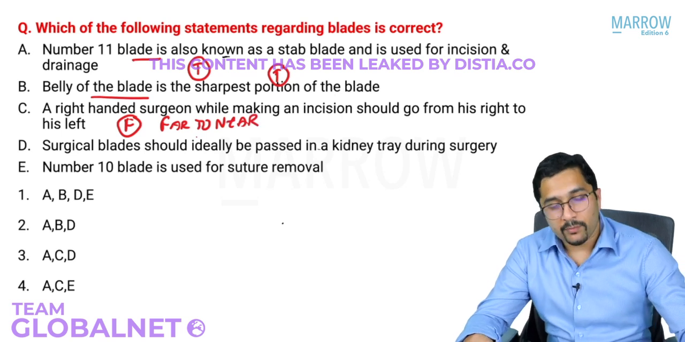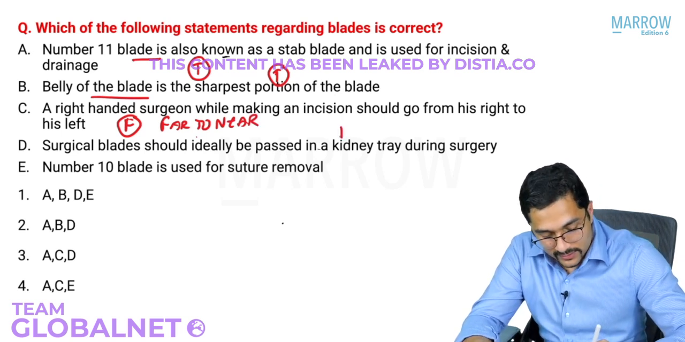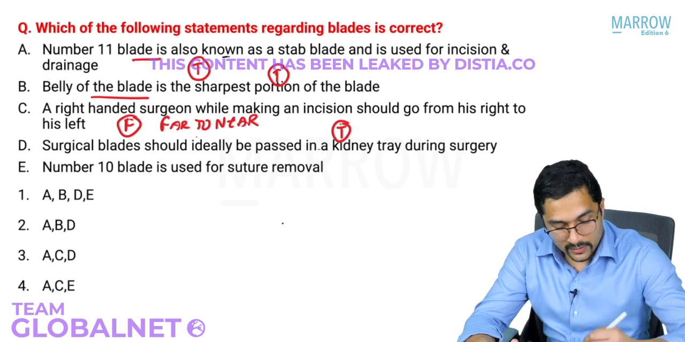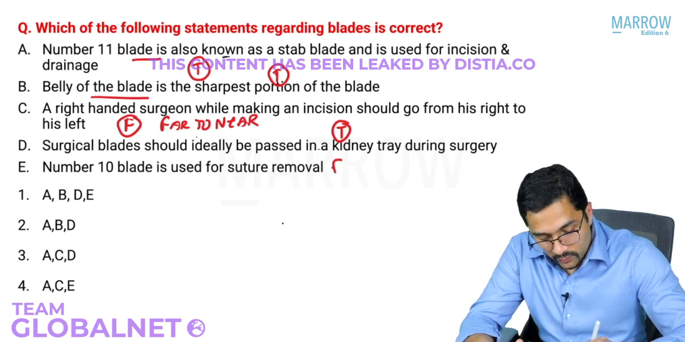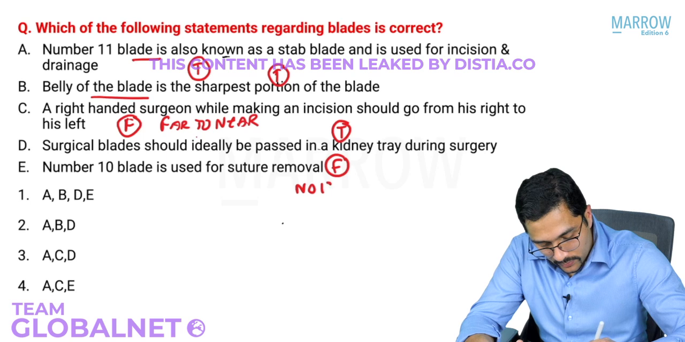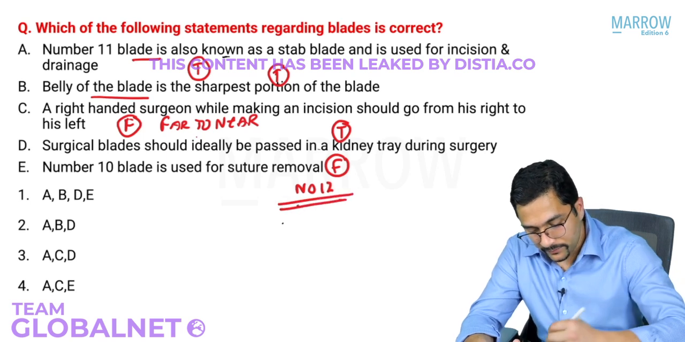Surgical blade should ideally be passed in a kidney tray during surgery. This is true. I showed you the video as well. Number 10 blades are used for suture removal. This is false. This is number 12 blade. Right.